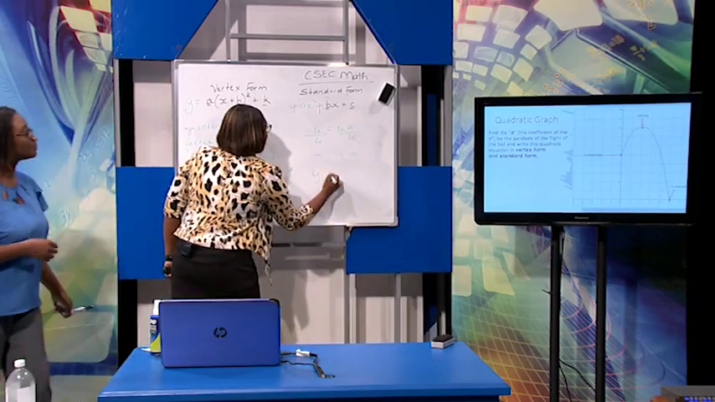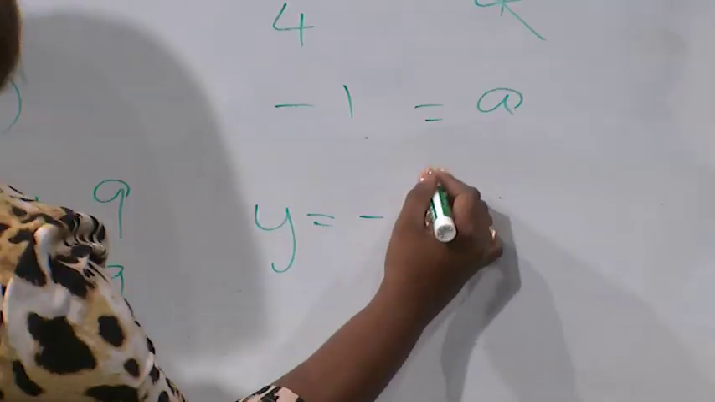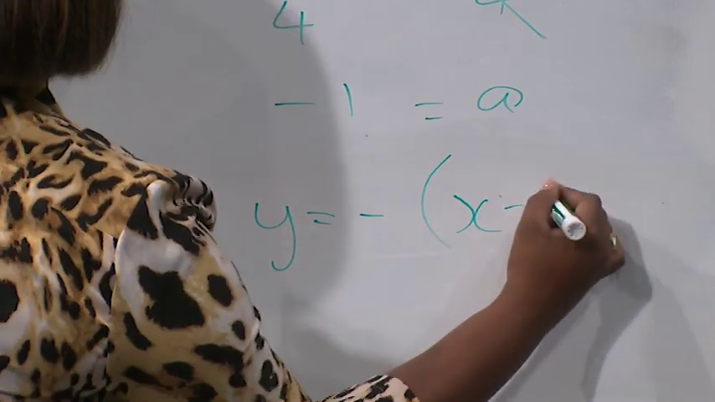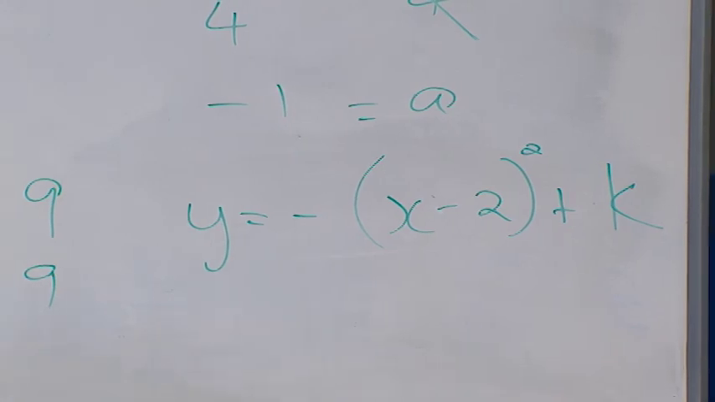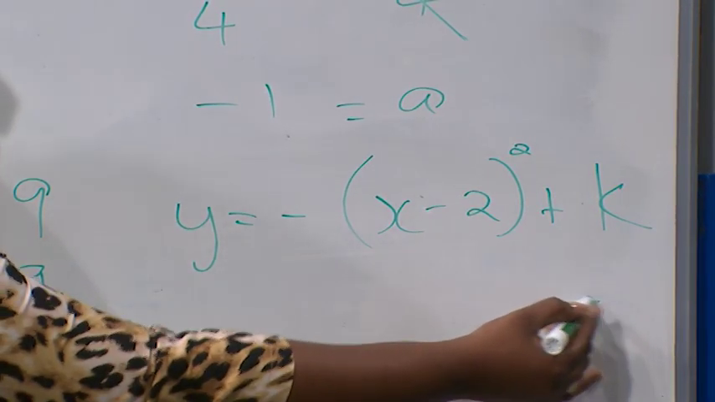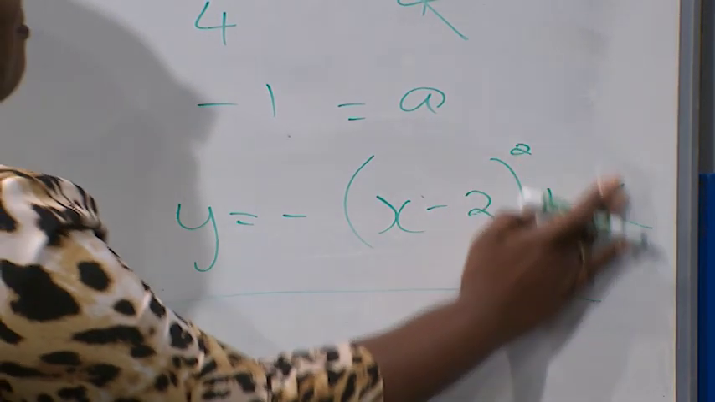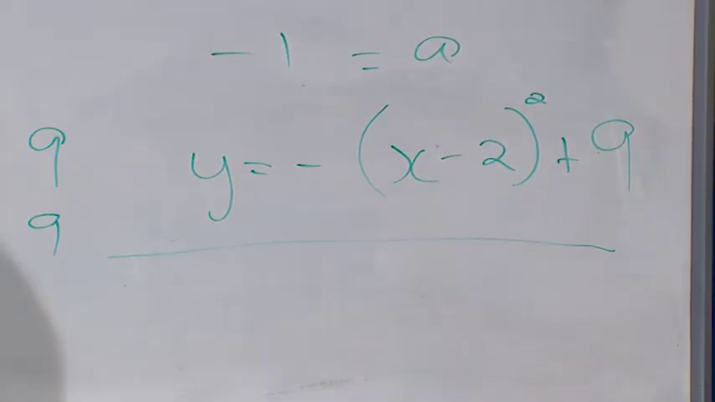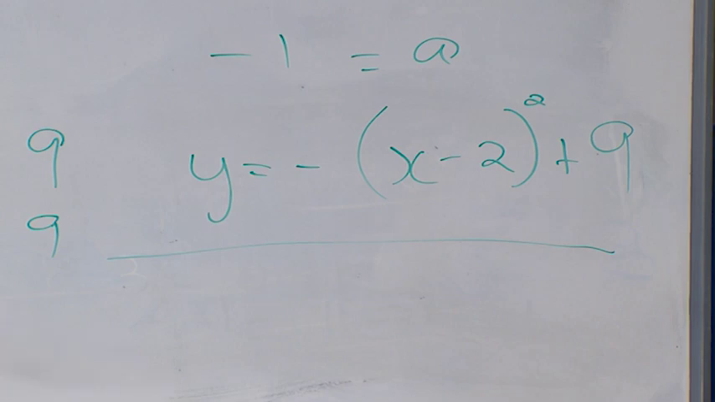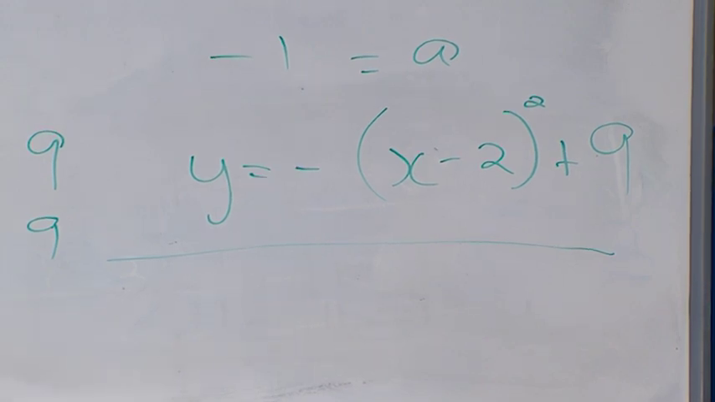So y is equal to negative (x minus 2) all squared plus k. The value for k is 9. So this would be the equation for the movement of our ball, in vertex form. That's right.